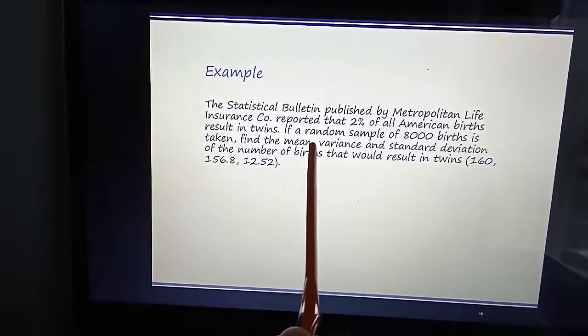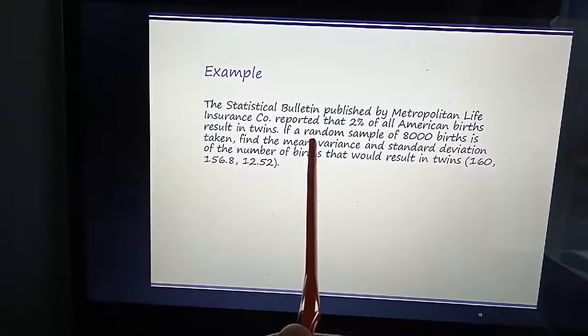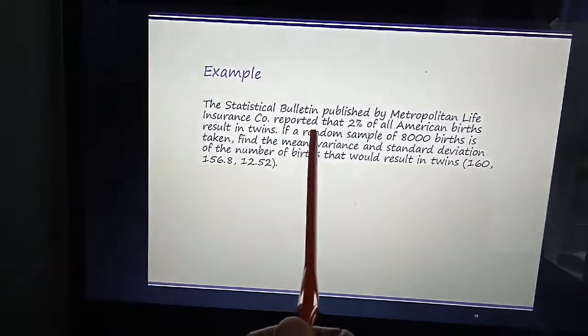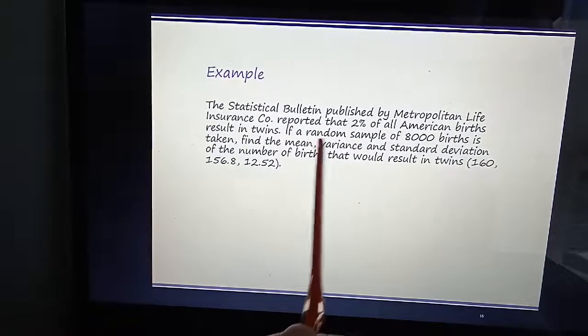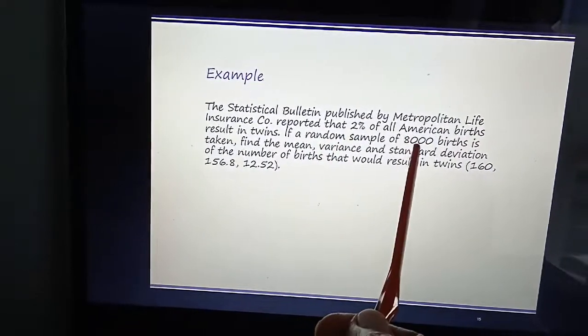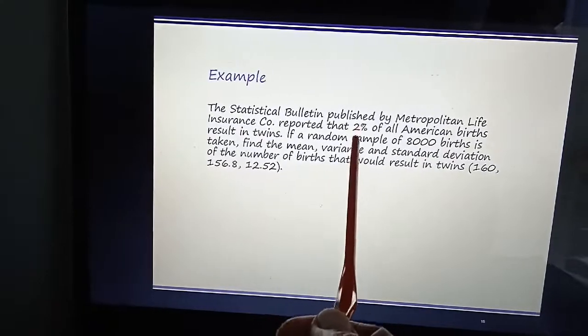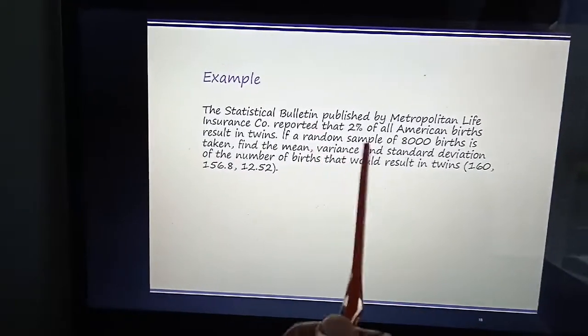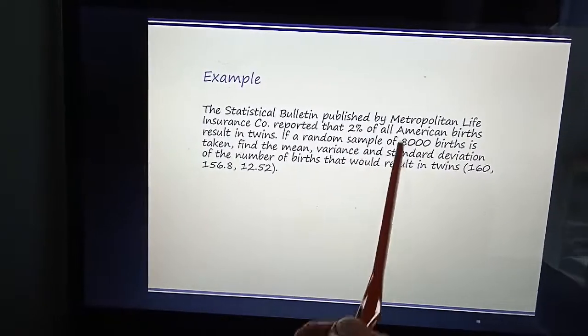Okay, the mean of a binomial probability distribution is given by np. So n is 8,000 times 0.002, which is 16. Okay, the variance is npq.